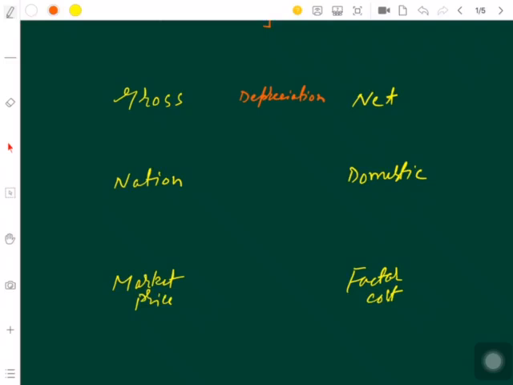And the difference between national and domestic is NFIA, which stands for net factor income from abroad. What is net factor income from abroad? I'll tell you later on. And third one is market price. The difference between the two is NIT, that is net indirect tax. What is net indirect tax? I'll come upon it again.